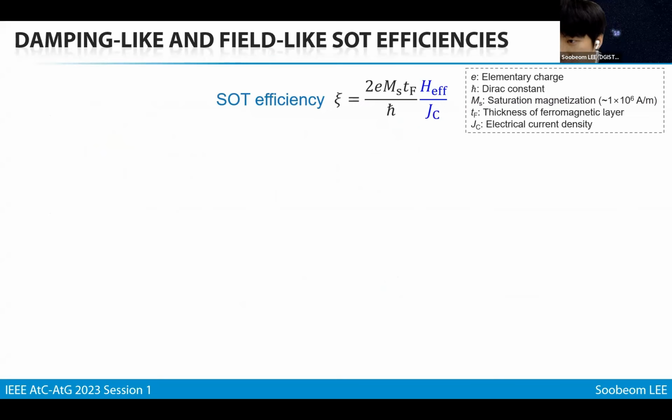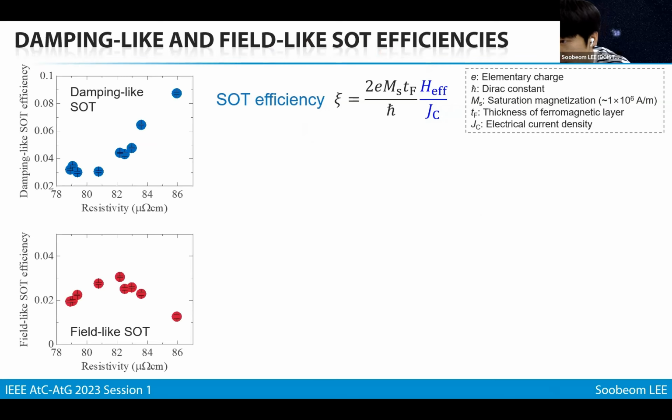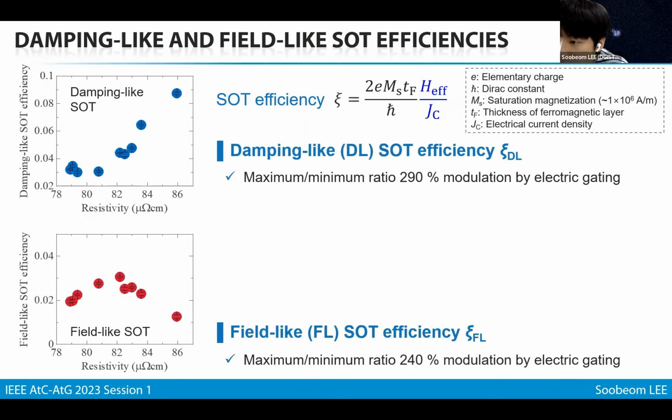From the effective magnetic fields of spin orbit torque, we next calculated spin orbit torque efficiency using the following equation. Even though gate modulation of spin orbit torque was not reversible, probably due to the deterioration of electrolyte, we can clearly see the relation of spin orbit torque efficiencies and the resistivity. Maximum minimum ratios of damping-like and field-like torque efficiencies are 290% and 240% respectively.